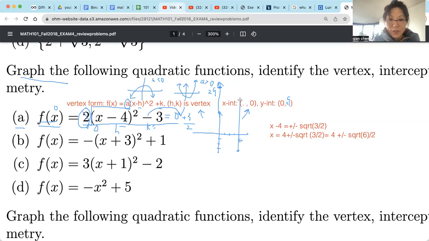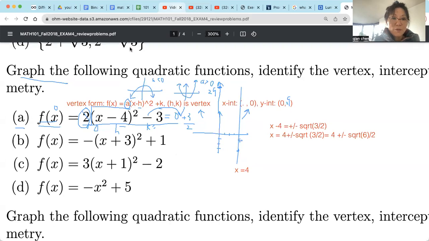Once we have our vertex, the line of symmetry is a vertical line going through the vertex, right? So this is the line of symmetry. What is its name? The x value is 4. So the name of this line is x equals 4.